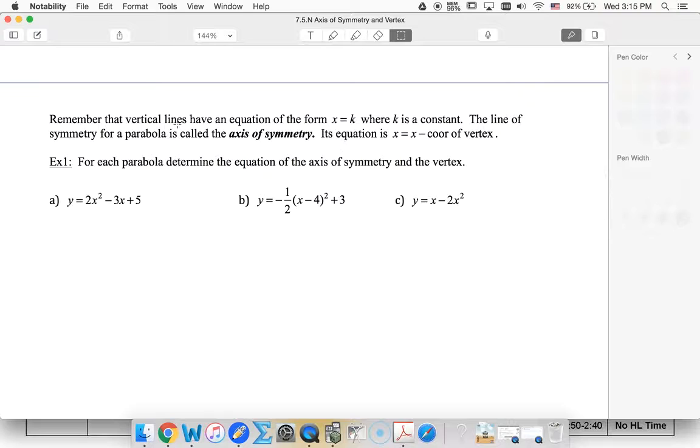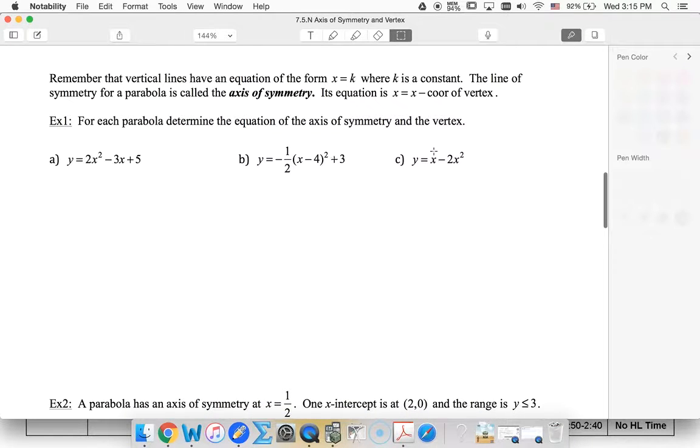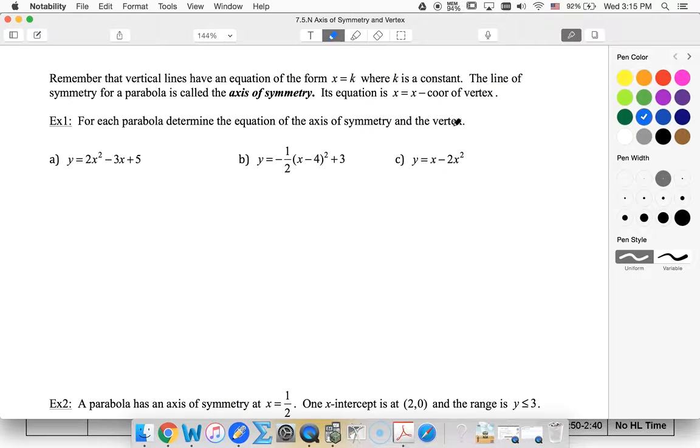All right, so vertical lines have the equation x equals a number. That's our axis of symmetry. So for each of these forms, let's figure out our axis of symmetry and the vertex. So in this form, I've got standard form. So I'm going to use x equals negative b over 2a.